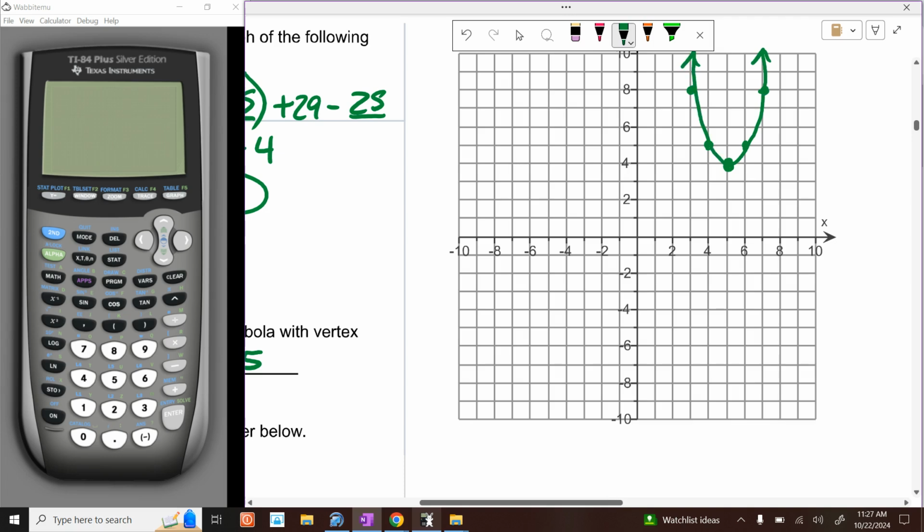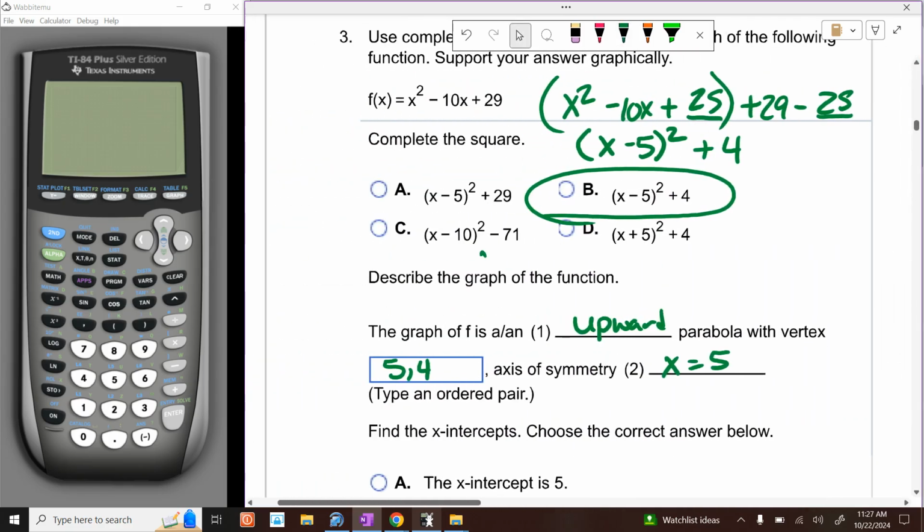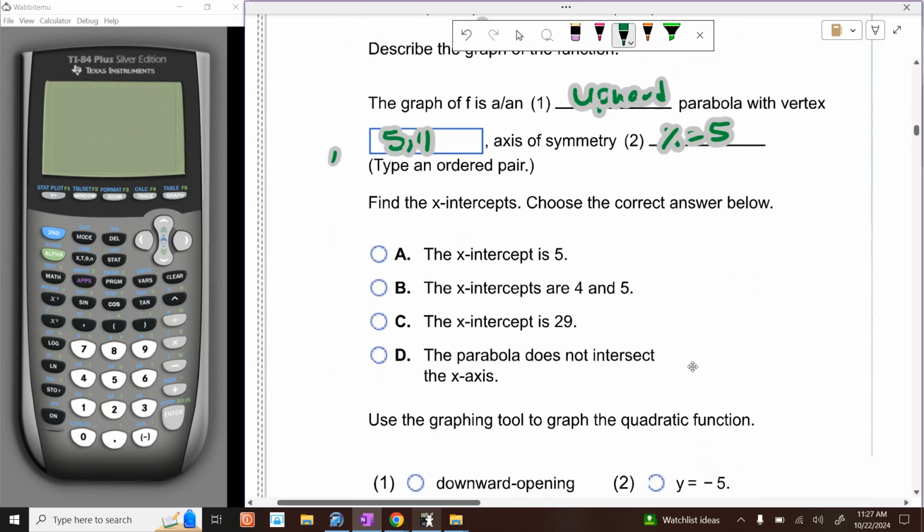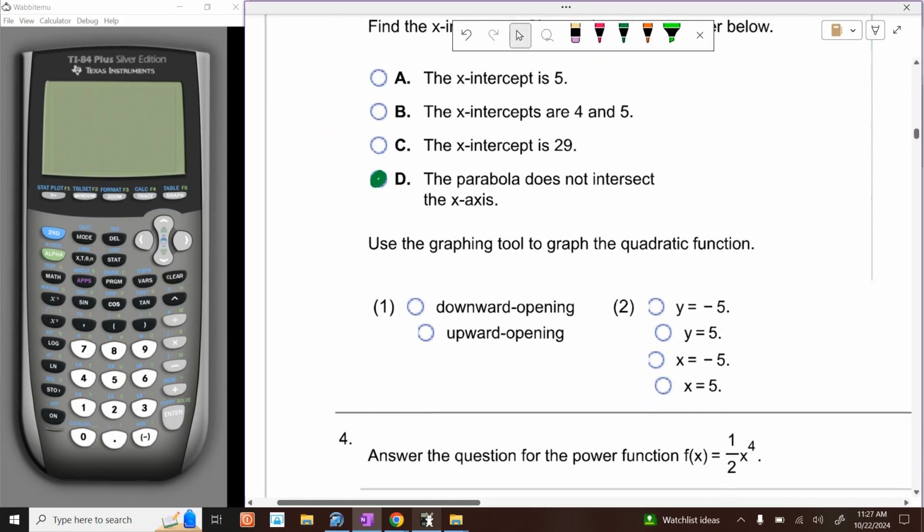Where are its x-intercepts going to be at? Not going to have any, are they? Okay? Not going to have any x-intercepts because it's going to be above that. The parabola does not intersect the x-axis. All right.